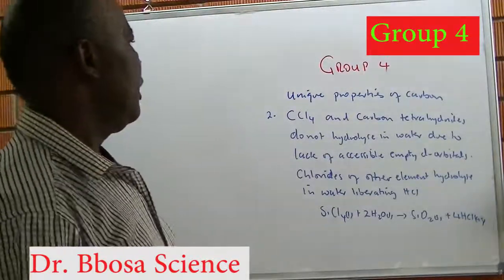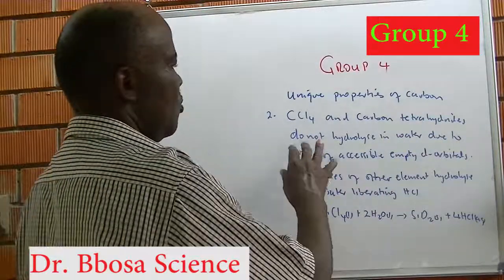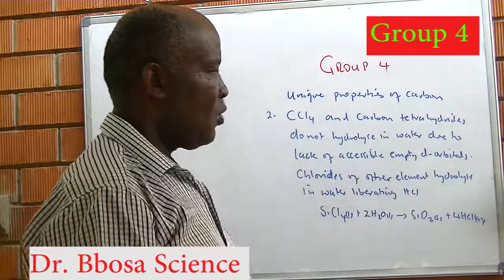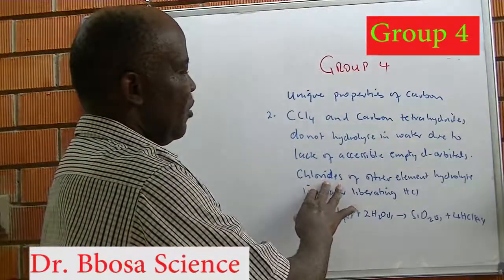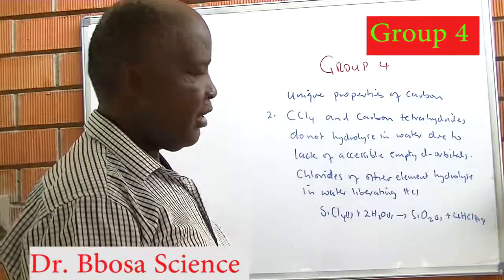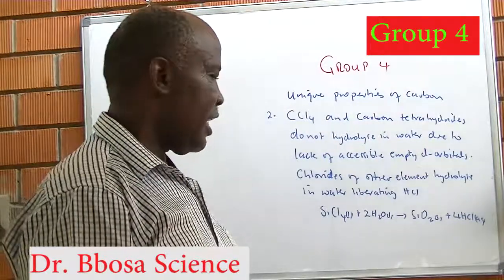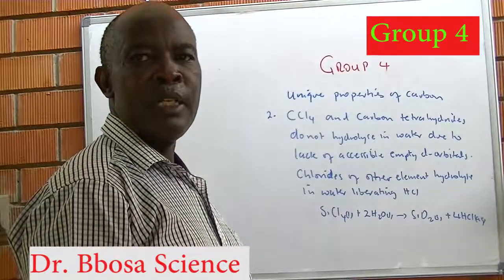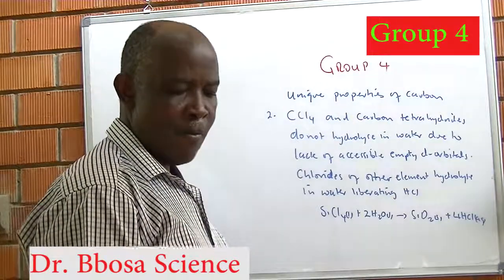2. Carbon tetrachloride and carbon tetrahydrides do not hydrolyze in water due to lack of accessible empty d orbitals. Chlorides of other elements hydrolyze in water, liberating HCl. HCl fumes in moist air, so we can say that chlorides of other elements fume in air due to production of HCl.